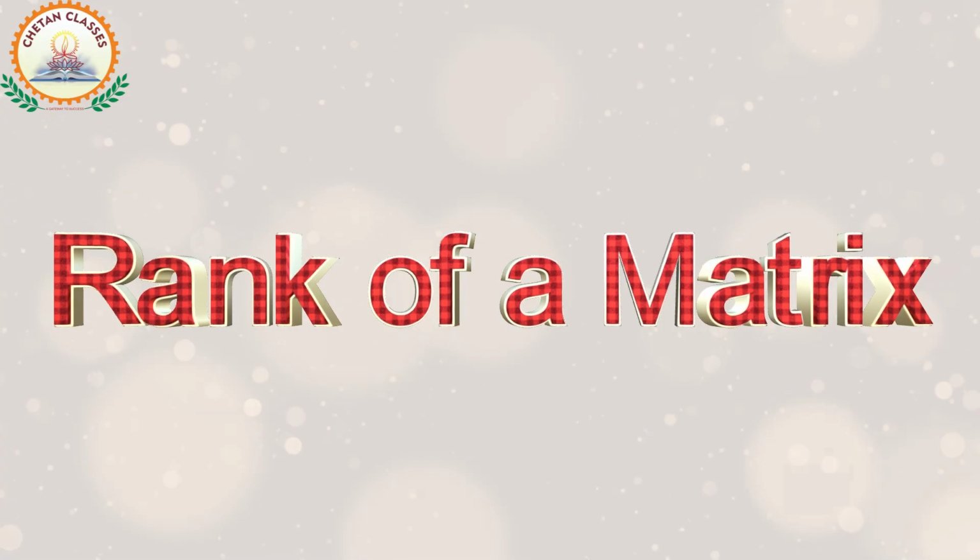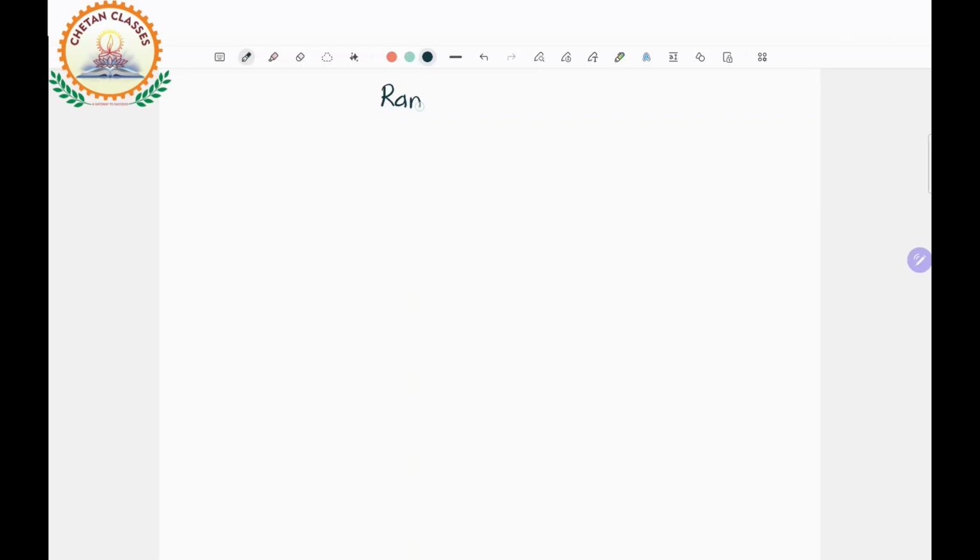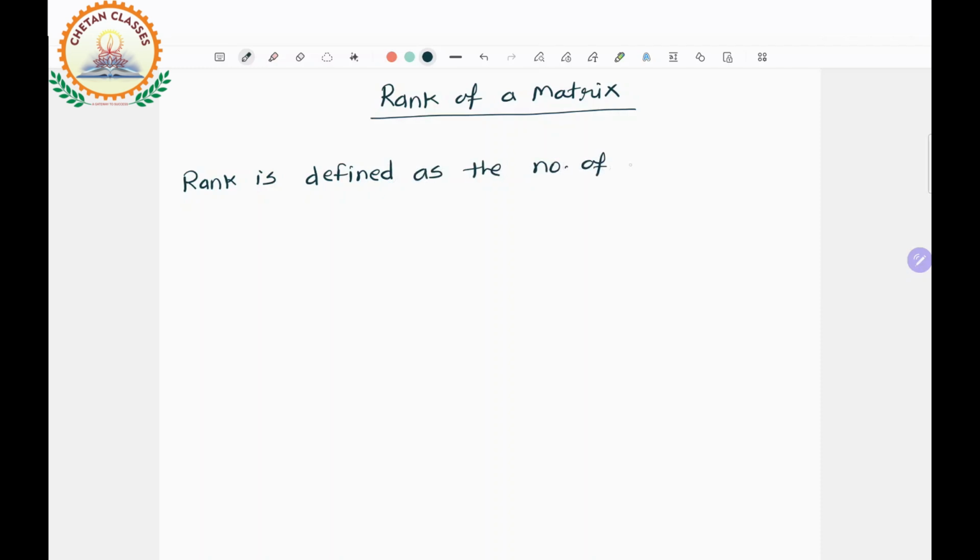Today we are going to learn rank of a matrix. Rank is defined as the number of linearly independent rows or columns in the matrix.